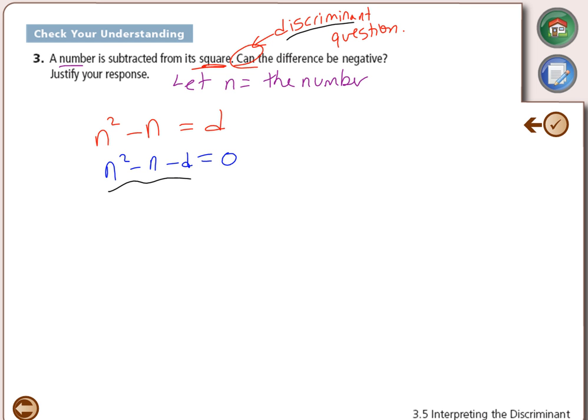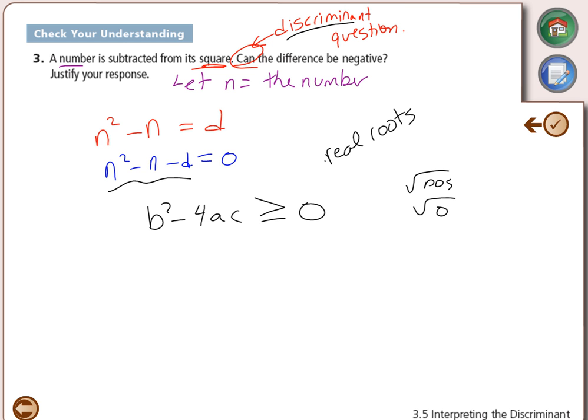Well, the way you get real roots is when b squared minus 4ac is either greater than 0, meaning a positive number, taking the square root of a positive, or when it's equal to 0, the square root of zero. That's fine as well. You still get real roots. That's what the greater than or equal to is meaning. How many places can we get real roots off of?